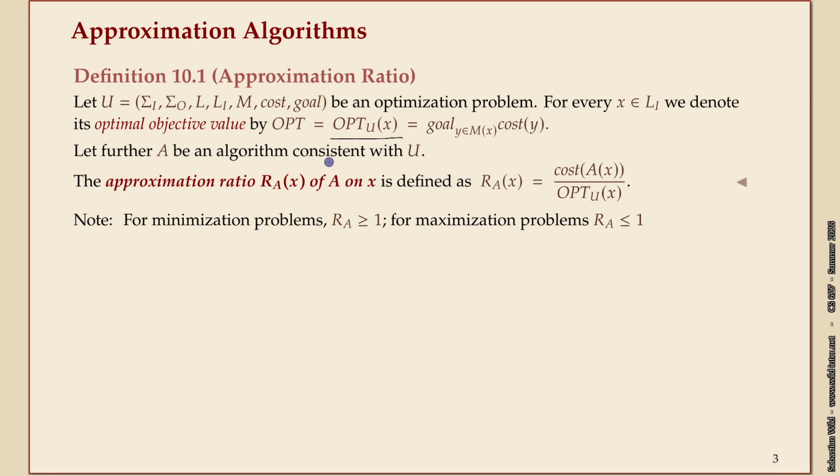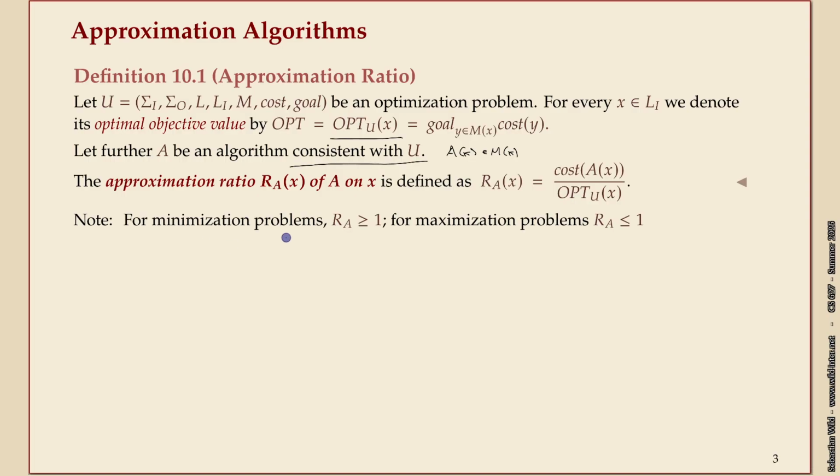Any other algorithm that's consistent with U, which just means A of X is always in M of X, always produces a feasible solution, of arbitrary quality in general. And we call the approximation ratio of an algorithm A on an instance X the ratio of the cost of the algorithm divided by the optimum. And hopefully the optimum is never zero. I think costs are always positive in the examples we'll look at.